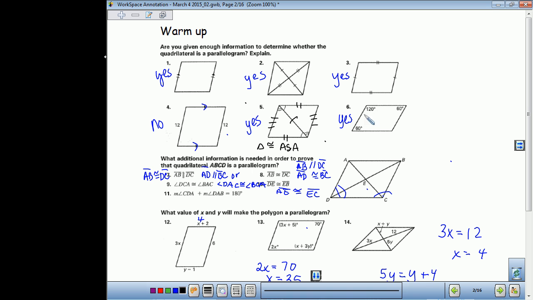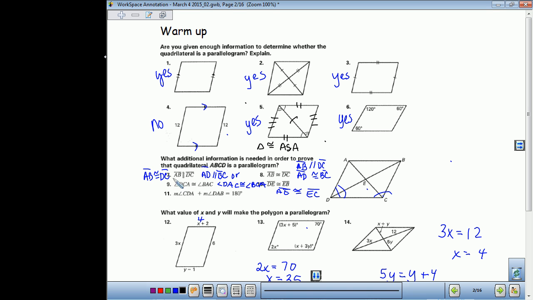Okay, and on this one, because they gave us both consecutive angles, we can say yes, because that's 180, that's 180, yes. An angle is supplementary to both the consecutive angles.